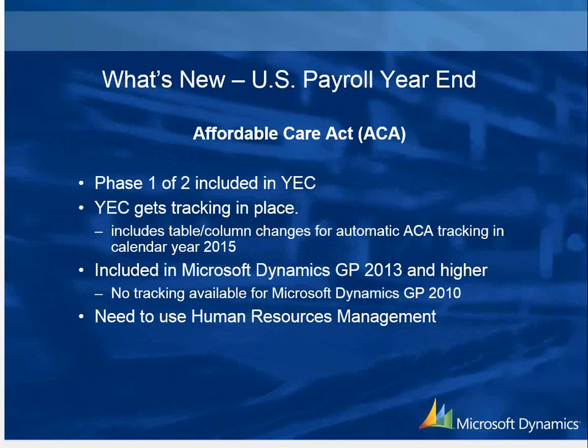This is going to include the changes necessary at the database level to do the automatic ACA tracking that's required for calendar year 2015. This functionality is included in Dynamics GP 2013 and 2015. Microsoft is not making this functionality available, however, in GP 2010. If you have concerns or needs for tracking the Affordable Care Act requirements, that's a good motivator to get upgraded to either 2013 or 2015. And of course, to be able to do this, you need to be using the Human Resource Management modules inside GP.